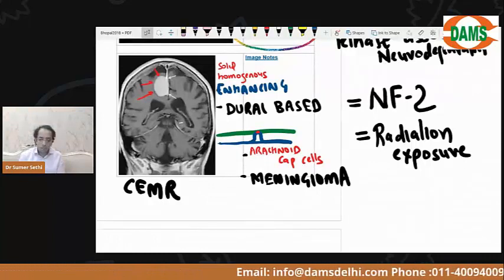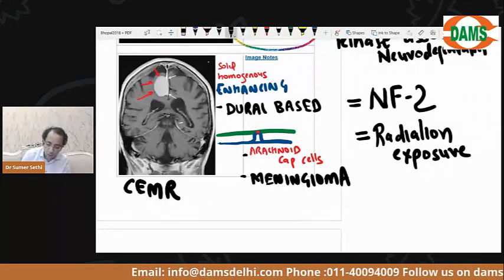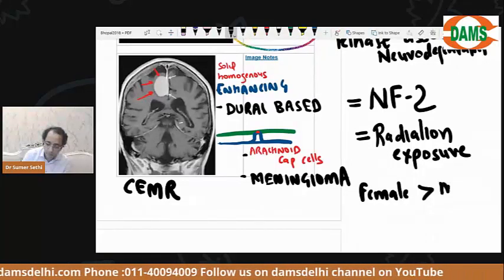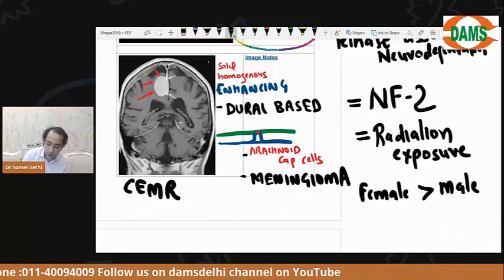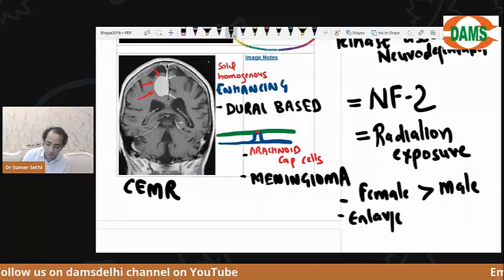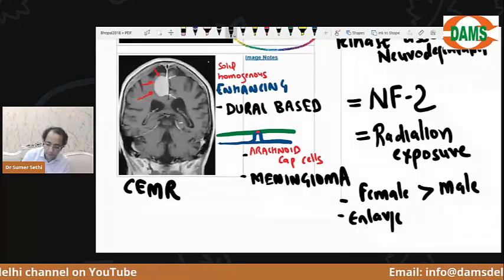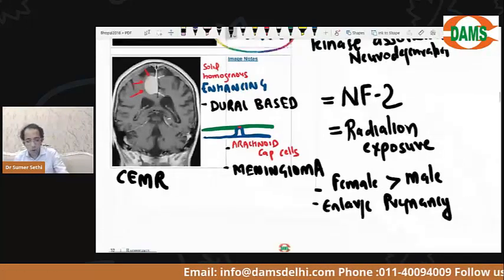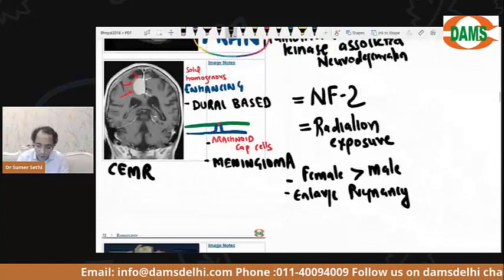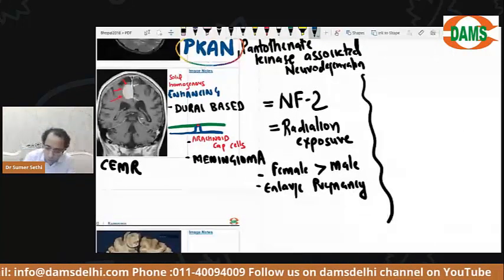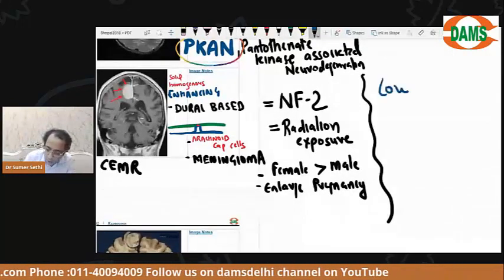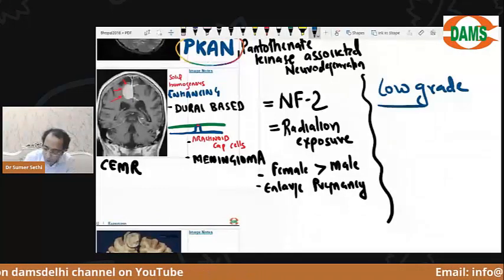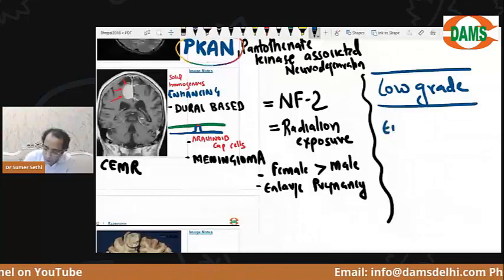Okay, now the question is, let's see how many of you can answer this. Meningiomas are more common in females as compared to males, and they enlarge in pregnancy. Okay. Now the question is, meningioma is a high-grade tumor or a low-grade tumor? It's a low-grade tumor. Then why is it enhancing?